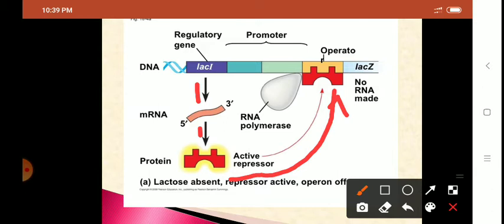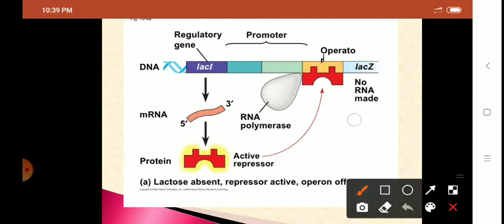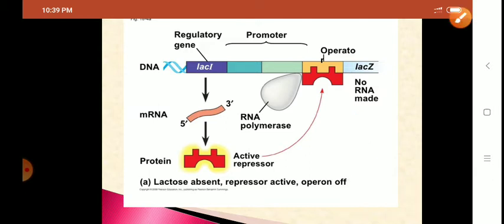Because the operator is blocked, the RNA polymerase enzyme, which is bound to the promoter, cannot move ahead, and hence no protein synthesis will take place. Why no protein synthesis? Because regulator gene has produced active repressor, it has bound the operator, and RNA polymerase movement is blocked. So, no protein synthesis, right? This is the case when inducer is absent.